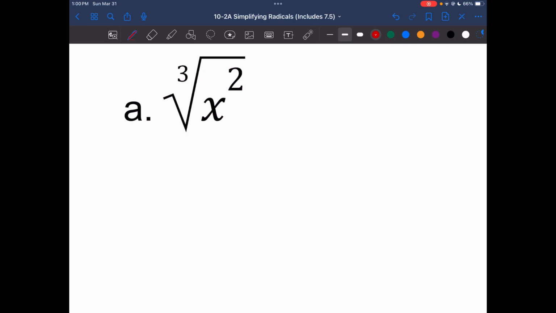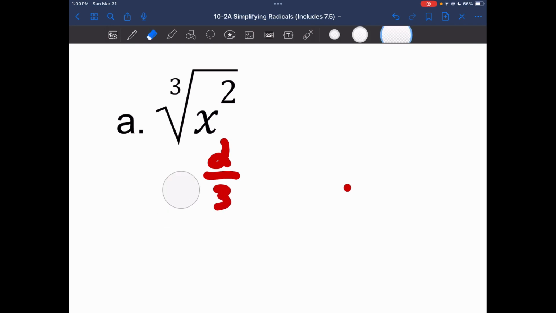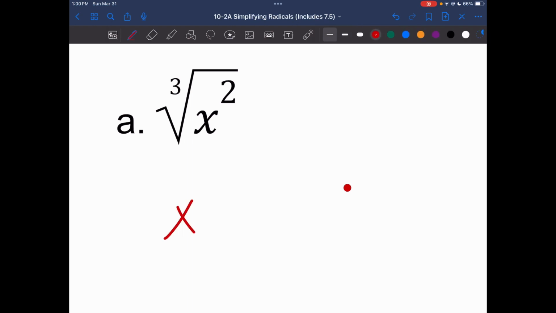So we have the third root of x squared. So our base is x. The numerator is 2, because that's what's under our radical, and we're taking the third root. And I'm going to erase that and write it with a smaller pen so that you can see it a little better. So we have x to the 2/3 power. The radical index goes to our denominator, and then this is our numerator.